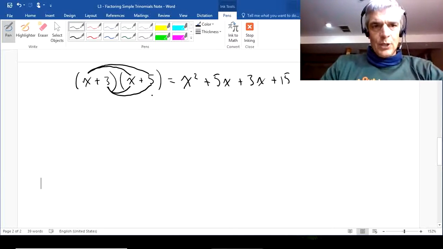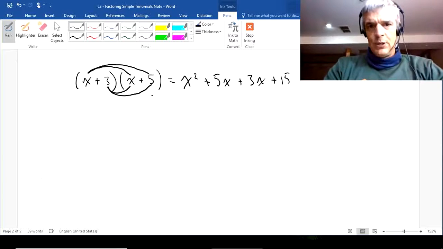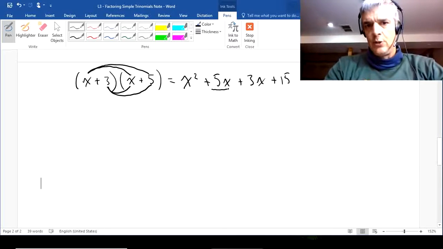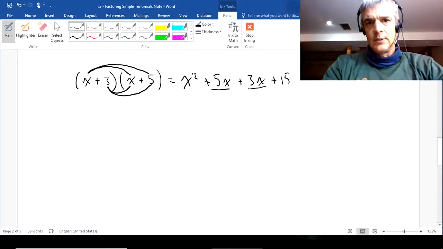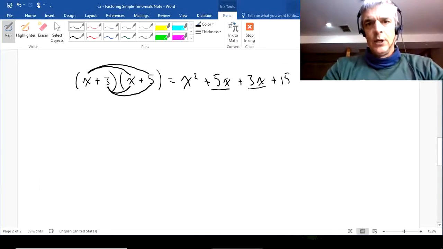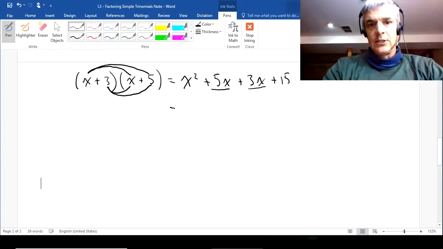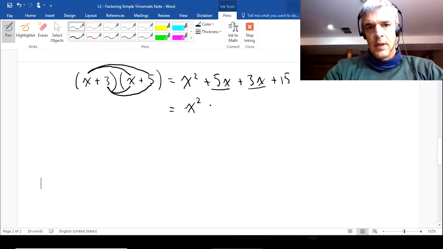Now, when you do multiply two like binomials like this, you'll notice that you have two like terms, and that is the 5x and the 3x. The x squared is by itself, and the 15 is by itself. They can't be added or collected, as you would say. And so you end up with an equation that says x squared plus 8x plus 15.